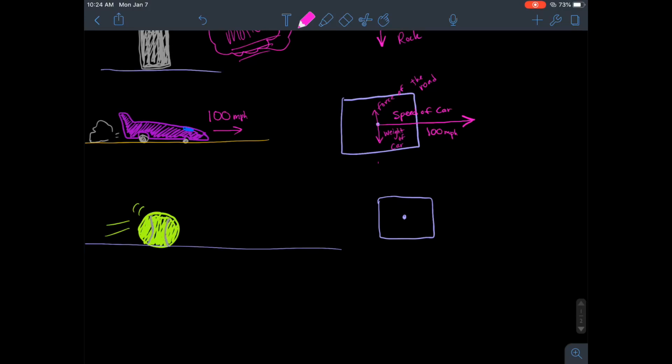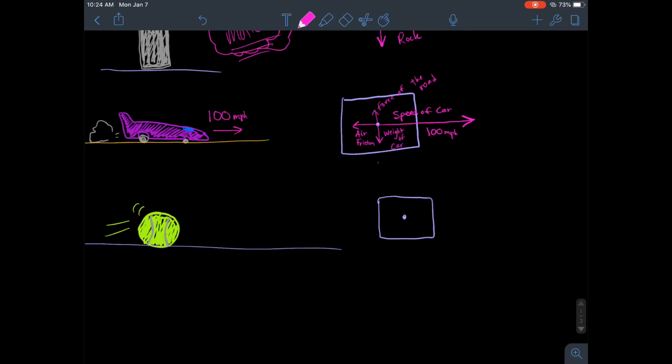But then also as it moves 100 miles an hour, I don't know if you've ever put your hand out the car window, but there's also going to be some air friction as well. And there's also going to be some friction on the road as the tires hit the road. So there is some backwards force.